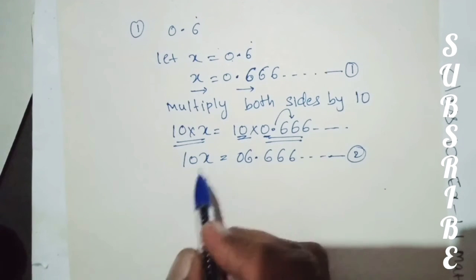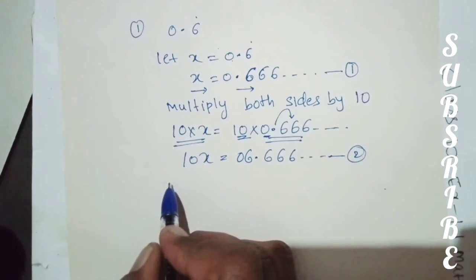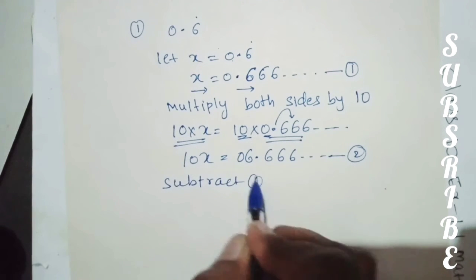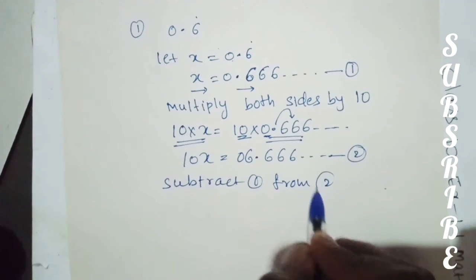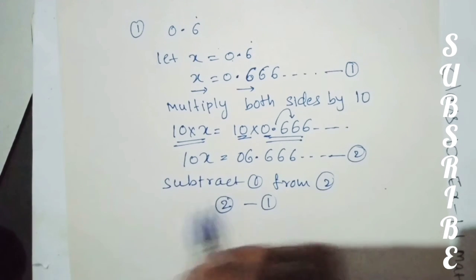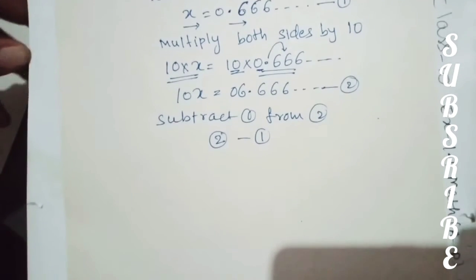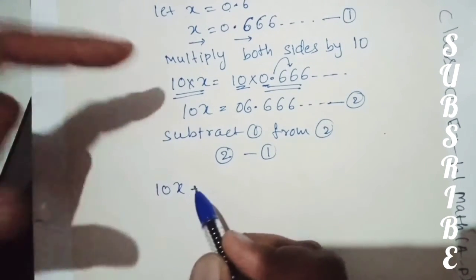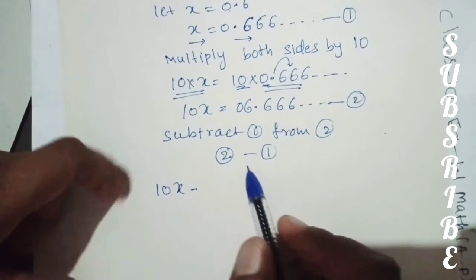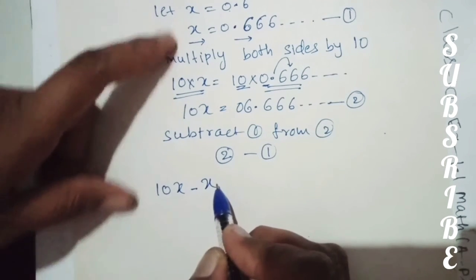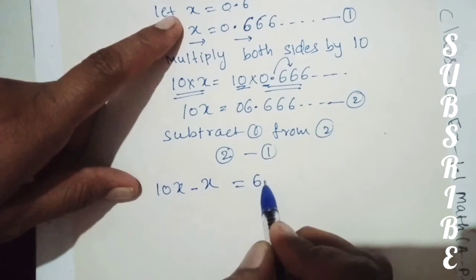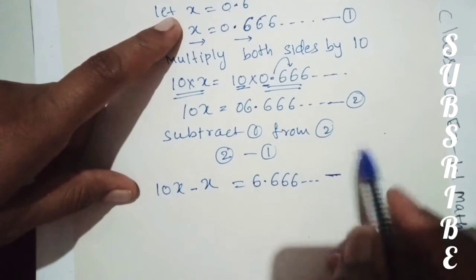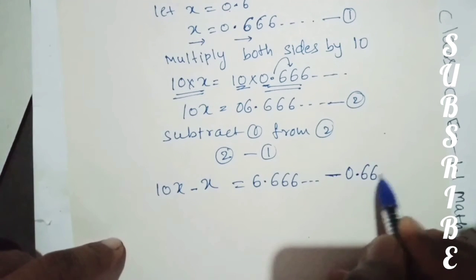Okay, now I am doing one more step here to remember these steps. Subtract 1 from 2, or you can say 2 minus 1. Short also you can do. Then further, what is our 2? It is 10x. LHS with LHS and RHS with RHS. 10x minus x is equal to 6.666 something like this, minus what we have here, 0.666.